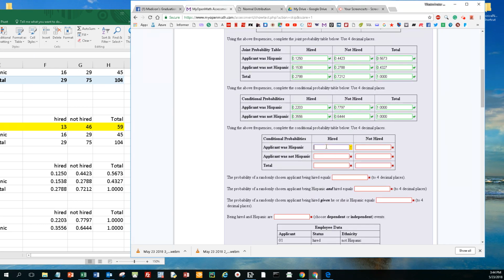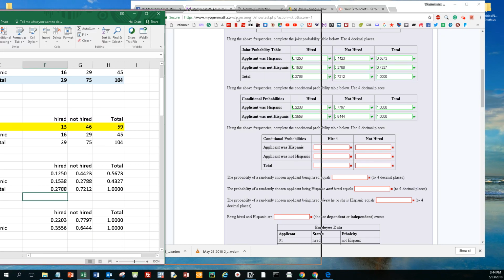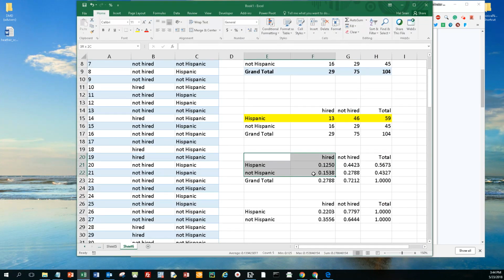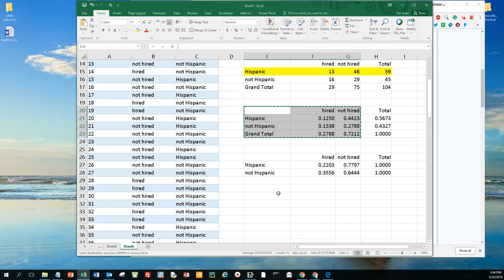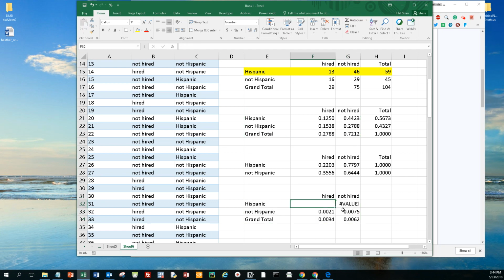Okay, moving on. Now we're going to do a different set of conditional probabilities. Notice there's no total column out here, but there is a fourth row down here for total. So what I'm going to do is copy these 3 columns and those 4 rows, and then I'm going to go ahead and delete these values. Okay. Now we're going to do this. I'm going to get rid of the highlighting here.